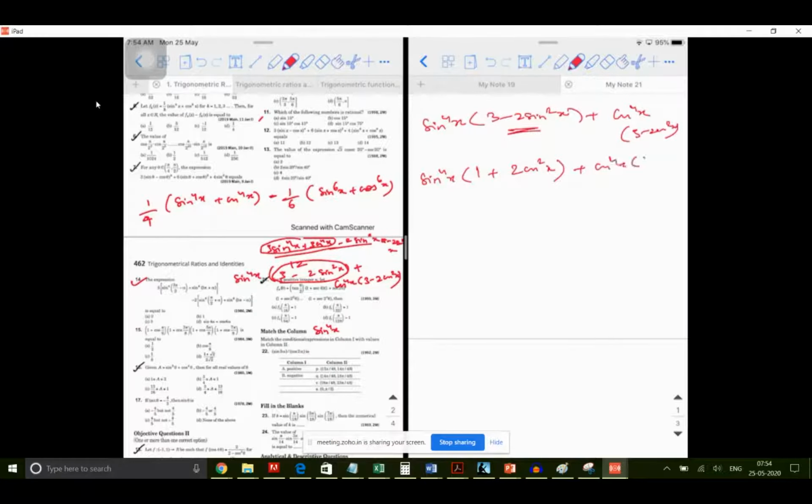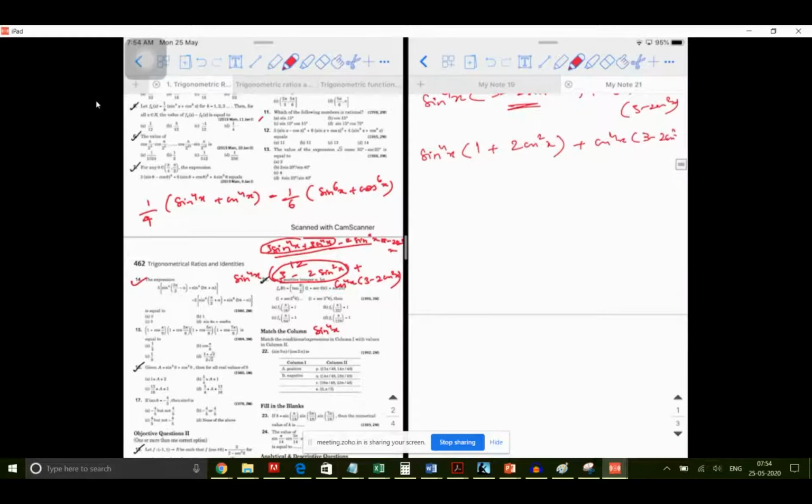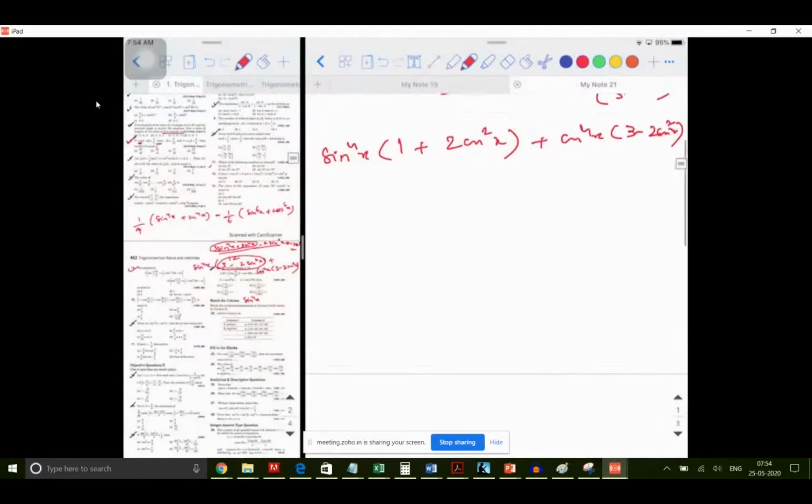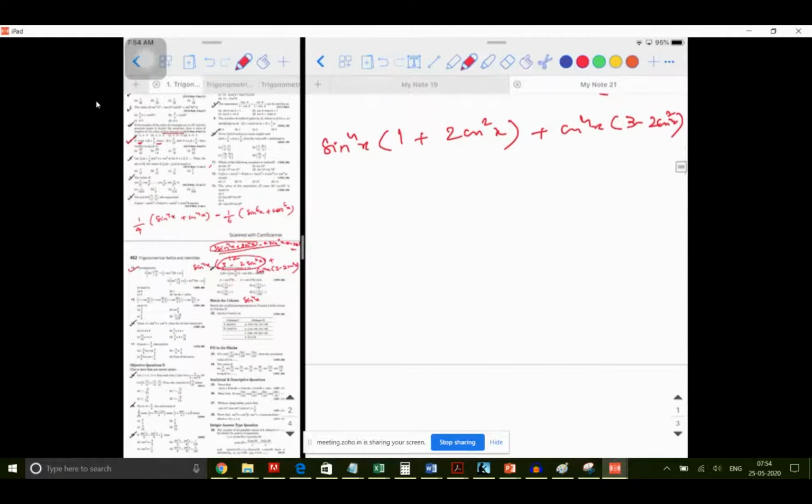Then how did you handle this, 3 cos square x? Okay, I've got this. What else can we do? I understand the manipulations you have made. Isn't there a simpler method than this? Sir, like I wrote sine power 4x plus cos power 4x as sine square x plus cos square x the whole square. That's what you can do. You can think of algebraic identities, right? You have gone for the concept of factorization.